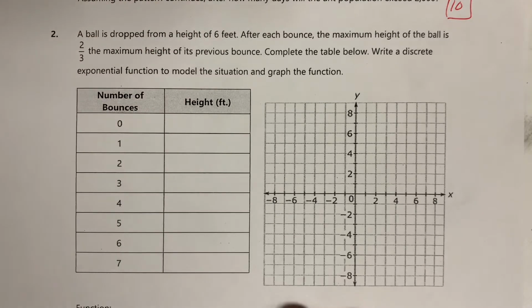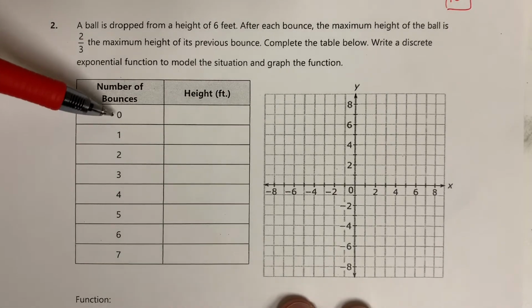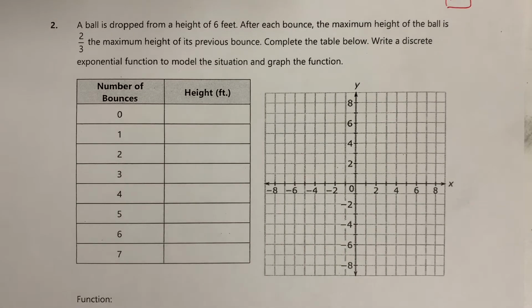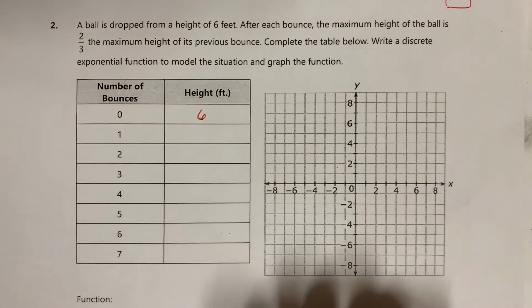Kind of tough things to do, but we can do it. So number of bounces, 0. At 0 bounces, the height of that ball, if it hasn't bounced at all, is dropped from a height of 6 feet. So that's an initial height. We're going to get a 6 feet right there at the very beginning.